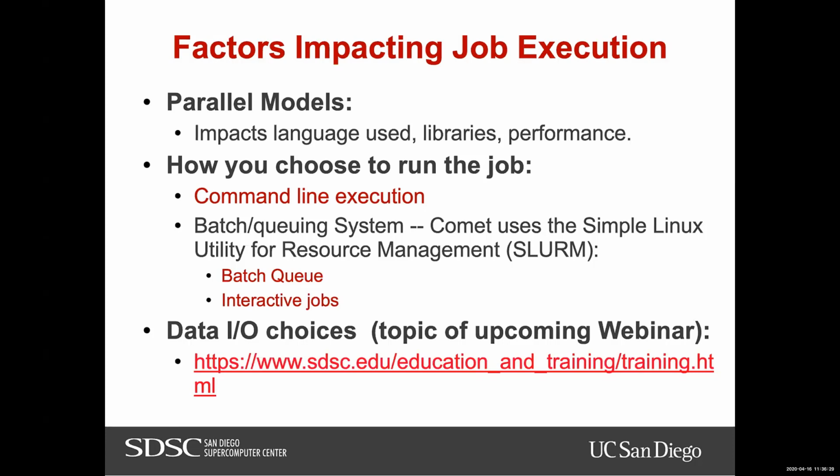Comet uses the Slurm, Simple Linux Utility for Resource Management. And you can have batch queue, and you can have what's called an interactive job. You submit a request to the batch queue, you wait a few minutes, and it finds a node, and you're logged directly onto that node.